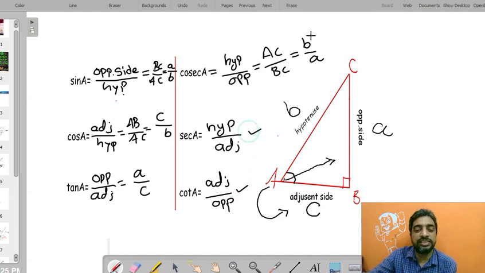So these six ratios we need to remember. Sin theta means opposite by hypotenuse. Cos theta is adjacent by hypotenuse. Tan theta is opposite by adjacent. Cosecant theta is hypotenuse by opposite. Secant theta is hypotenuse by adjacent. Cot theta is adjacent by opposite. That's it.